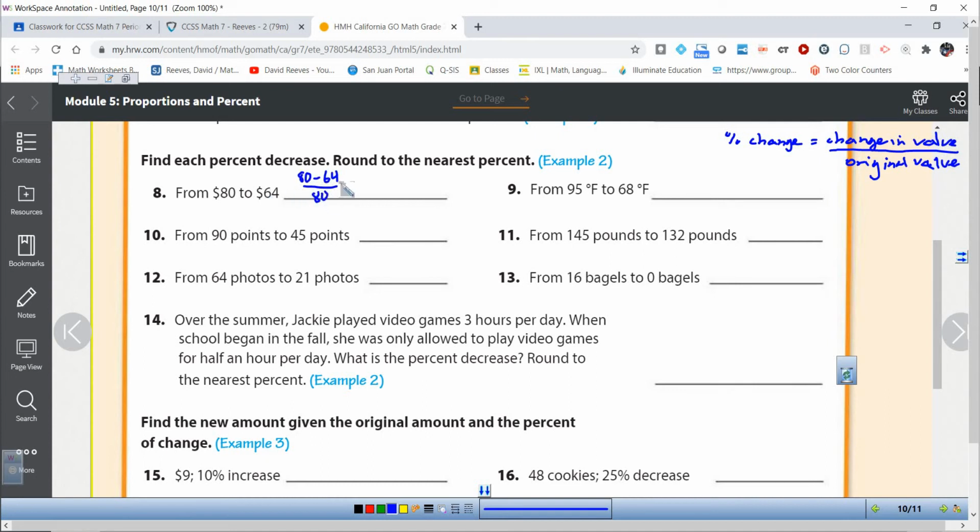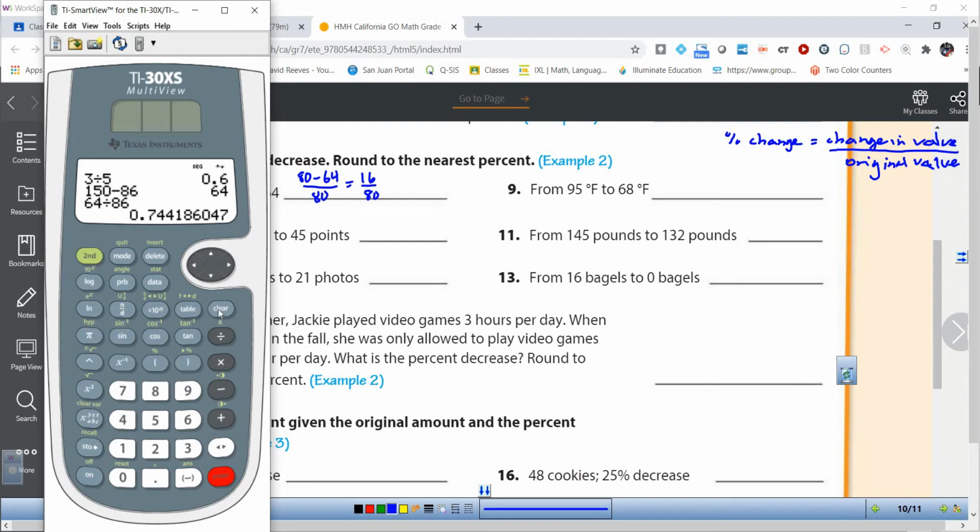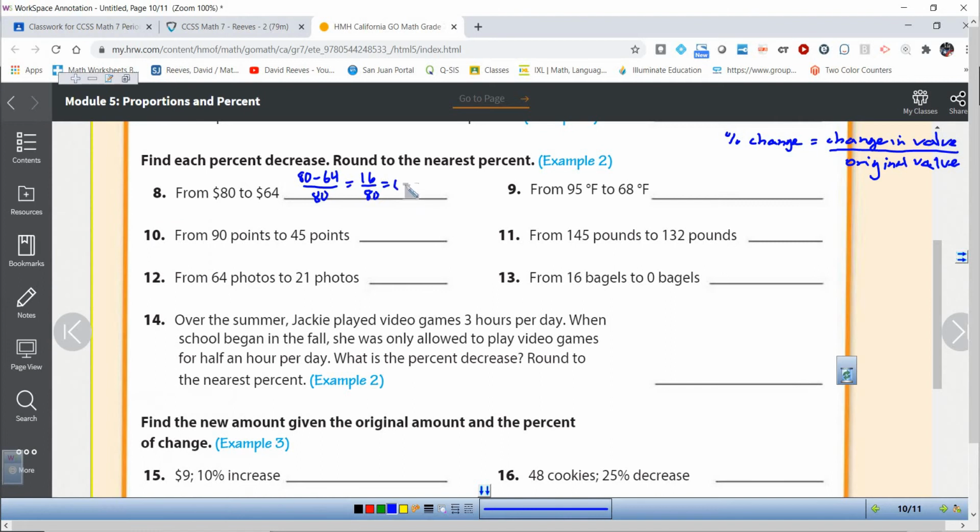This one's going down, so this is a decrease. 80 minus 64, I know even without a calculator, is 16. So 16 over 80. We could simplify, there's a lot of mental math we could do here, but for the sake of simplicity, once you have that fraction, you just divide the numerator by the denominator, and I get 0.2, which is the same as 0.20, which is 20%. I'm kind of feeling bad that I didn't simplify that further by dividing by 8. Then I would have gotten 2/10.